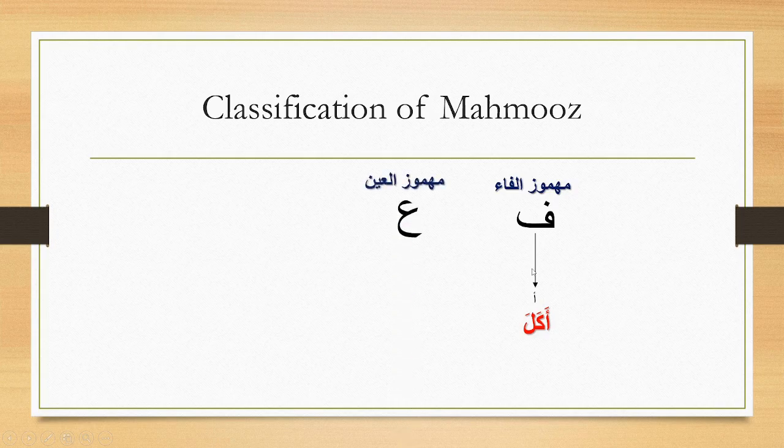Mahmooz al ain is when the ain letter is a hamza, and an example of it is sa'ala, where the second root letter is a hamza. And Mahmooz al lam is when the lam kalima, the last root letter, is a hamza, and an example of it is dara'a, he rejected. The last root letter, which is the lam kalima, is a hamza. So on the basis of the placement of hamza in one of the root letters, we classify Mahmooz as Mahmooz al fa, Mahmooz al ain, and Mahmooz al lam.